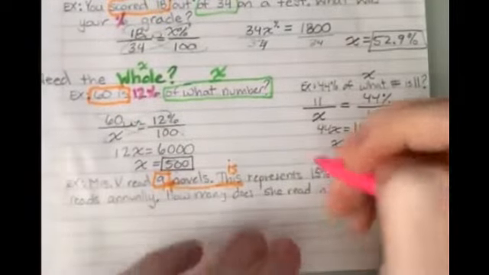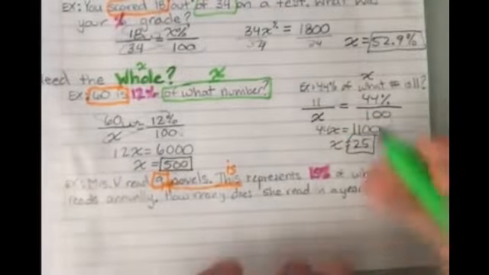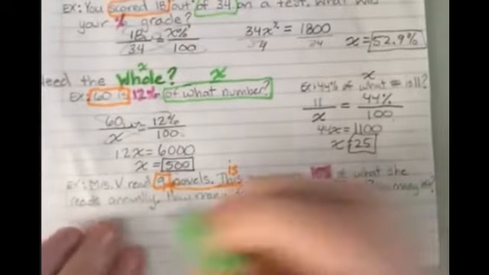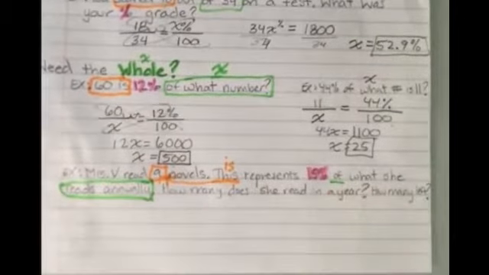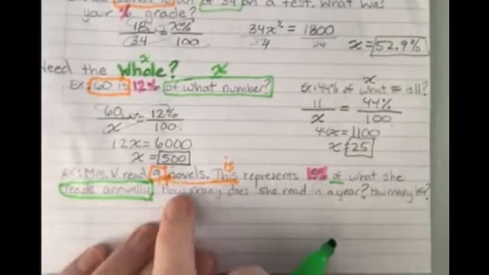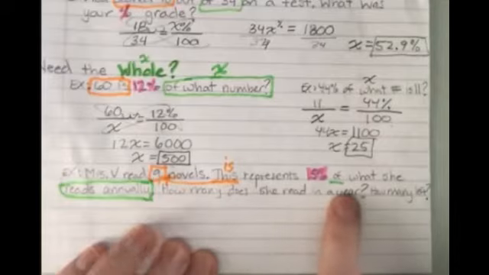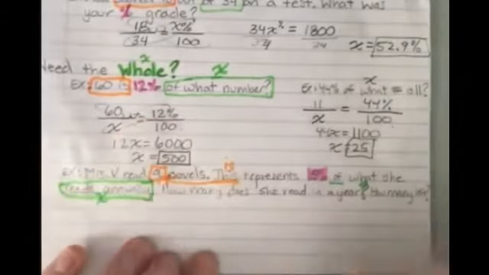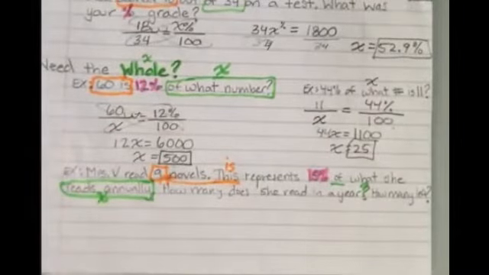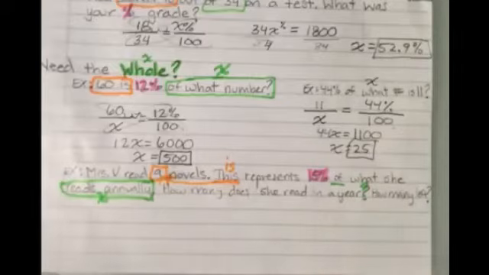Our percent is the easiest one because you'll see the percent sign. And then we need to find where it says "of." I see "of what she reads annually." So that's the whole, whatever the amount I read annually. Remember, the question also tells you what you're looking for, where the variable is. How many does she read in a year? Well, a year is annual, so the whole is going to be the x, the variable. Now let's first find out how many I've read in a year before we figure out how many I have left.